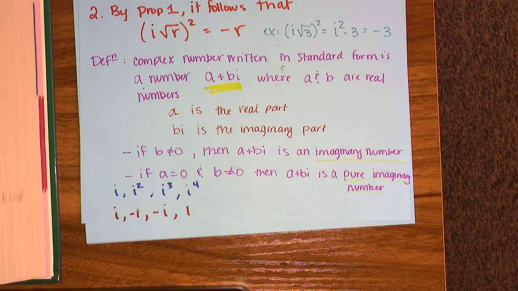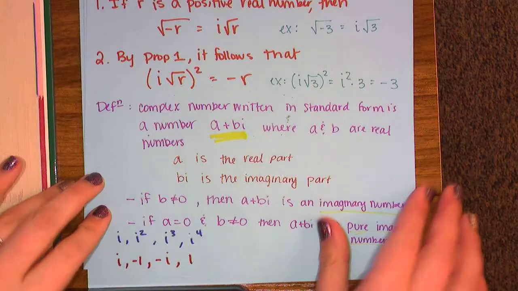Alright, so that is kind of the intro to them. So now let's look at the sum and differences of complex numbers. So we're adding and subtracting complex numbers.